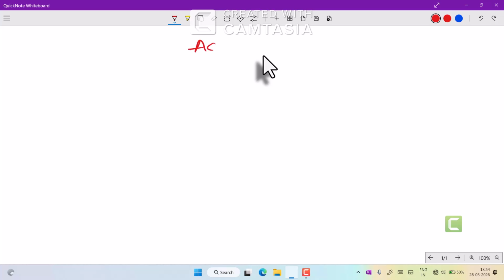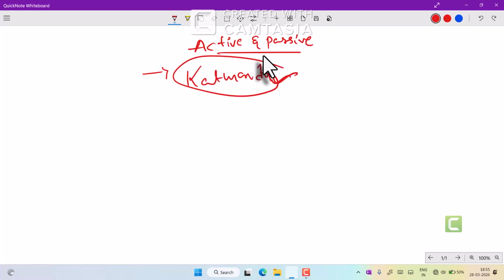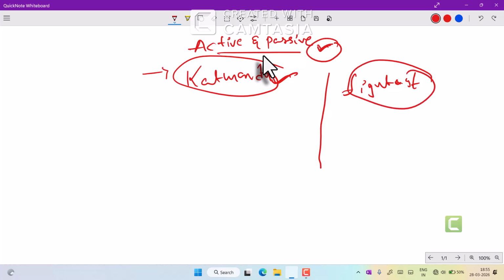In the morning session, for the section A candidates, we discussed active voice and passive voice. And for section B, what we discussed is Kathmandu. Here I am explaining not Kathmandu, but active voice and passive voice. We'll be going through it briefly, and I also introduced the concept of figures of speech. In this, we have seen 7 figures of speech.